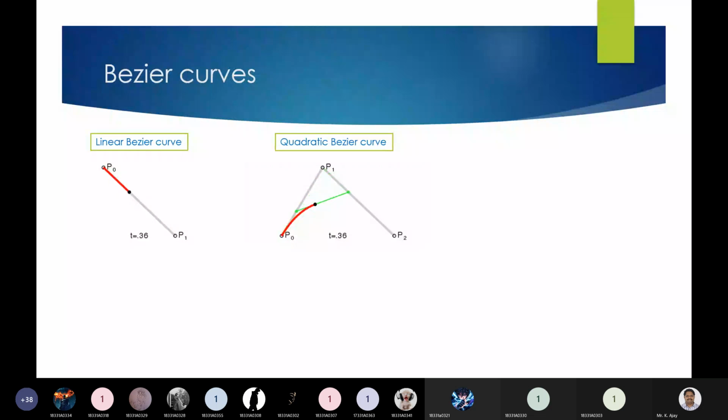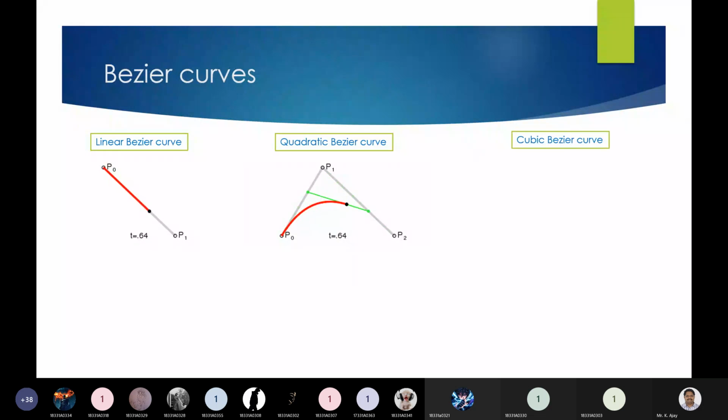Now if you take 3 points, look at how the Bezier curve is, that red colored one. It is showing you the Bezier curve. That black colored dot shows you any point on the Bezier curve at a particular t value. T is nothing but u. So here also the t is varying from 0 to 1 only, but it is interpolating 3 points. It is making use of 3 points to generate the curve.